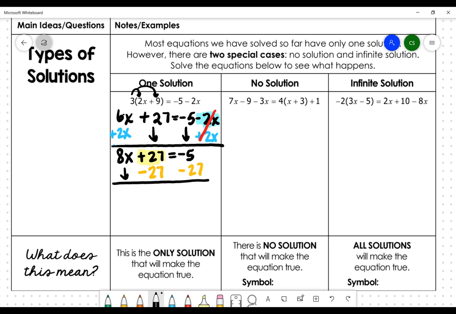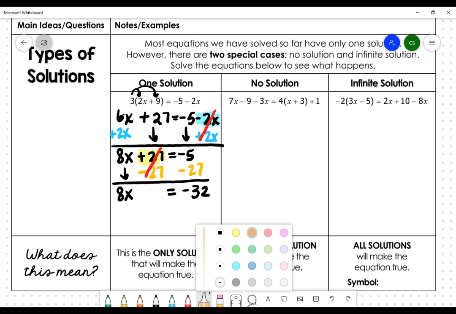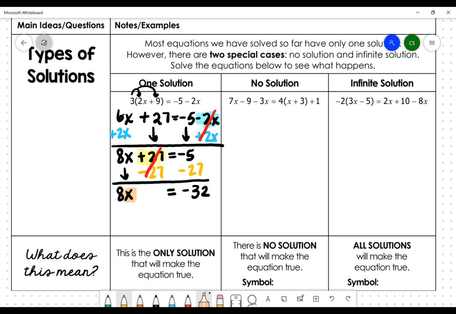Well, bring down my 8x. 27 minus 27 cancel. And negative 5 plus a negative 27 equals a negative 32. Still trying to isolate x. Now it's being multiplied by 8, so the opposite of multiplying by 8 is dividing by 8. 8 and 8 cancel, and x is equal to a negative 4.